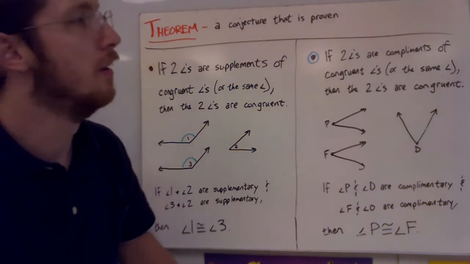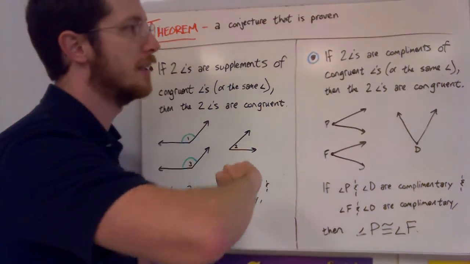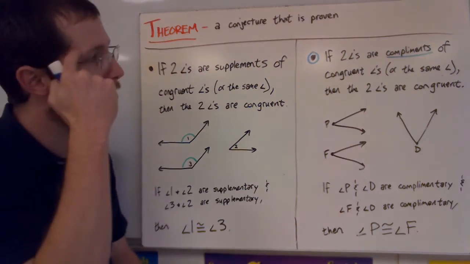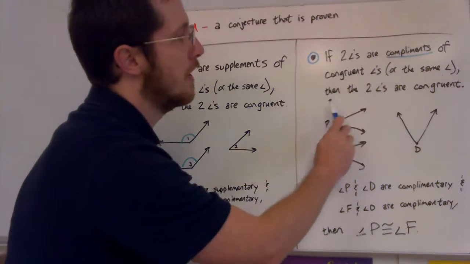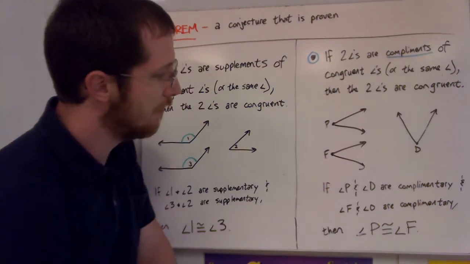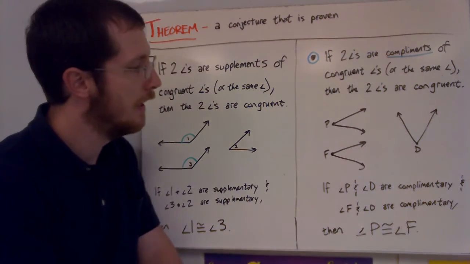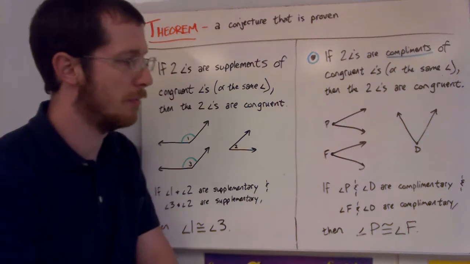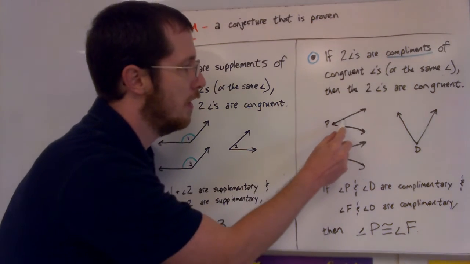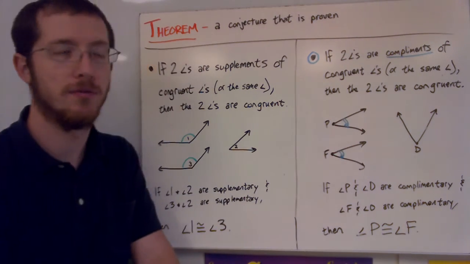Okay, similarly, our next theorem says if two angles are complements of congruent angles, so remember complementary 90 degrees, or of the same angle, then the two angles are congruent. So we've got angles P, D, and F. If P and D are complementary angles, and F and D are complementary angles, then this theorem tells us that angle P must be congruent to angle F.